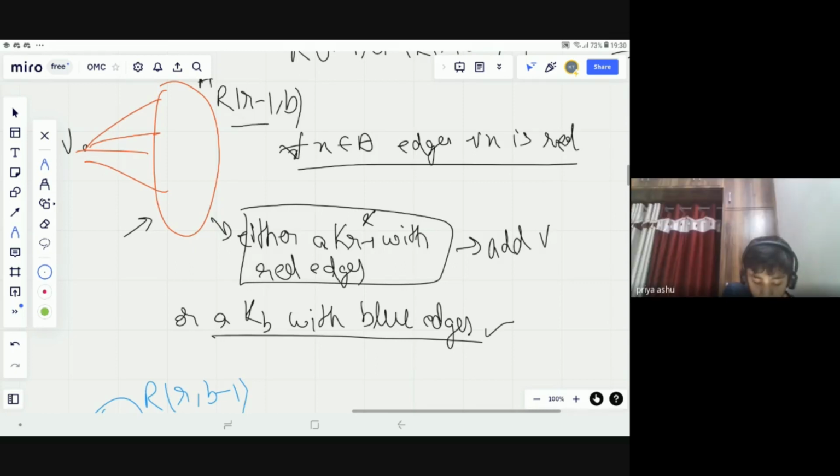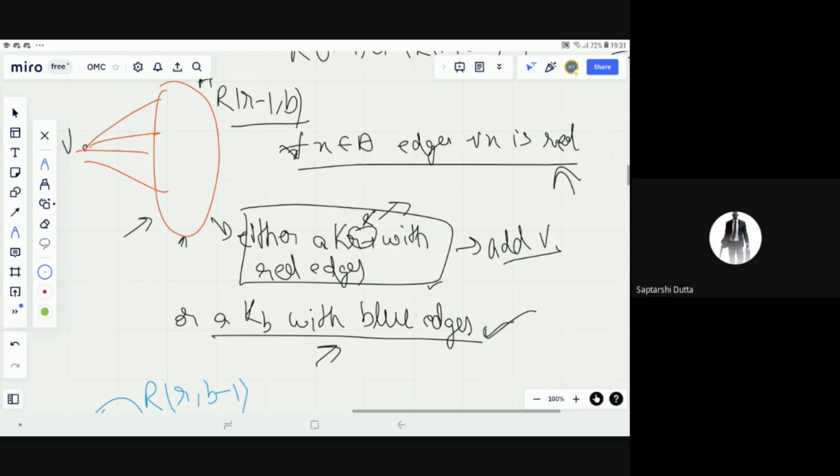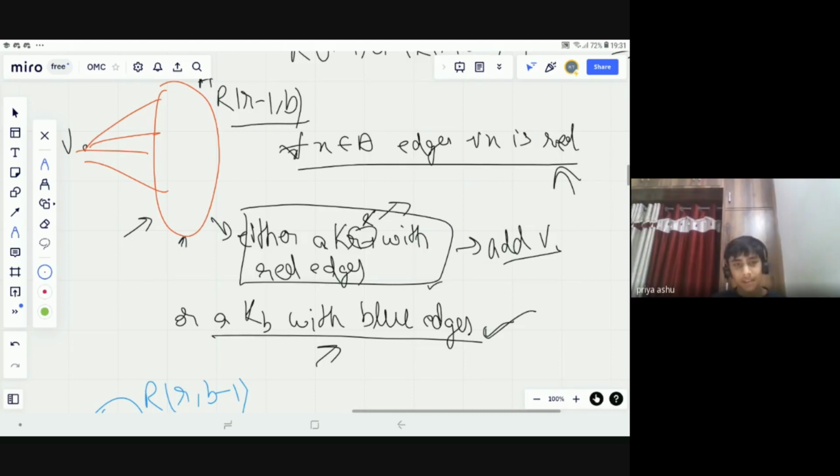So just because we know that R(R-1, B) exists, and the way that we defined R(R-1, B), in this set A we have either a K_{R-1} with red edges or a K_B with blue edges. So if you have a K_B with blue edges, that's what we wanted. And if you have a K_{R-1} with red edges, we'll add V to it. Because all edges Vx are red, V is red to all these R-1 vertices, and we have a K_R with red edges. The other case is exactly similar. Any other questions?